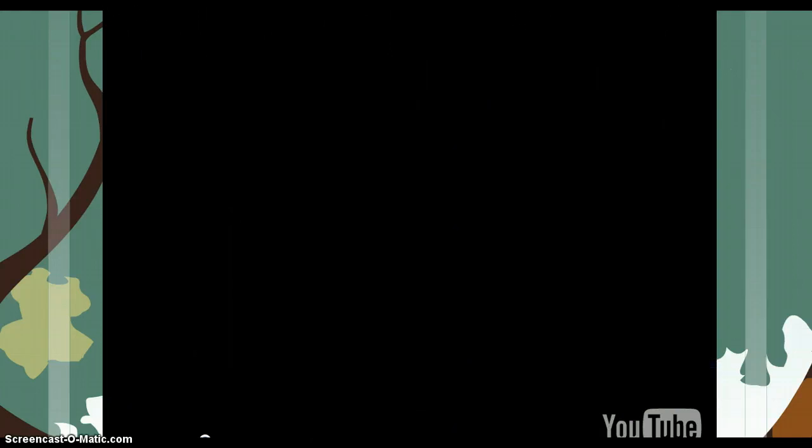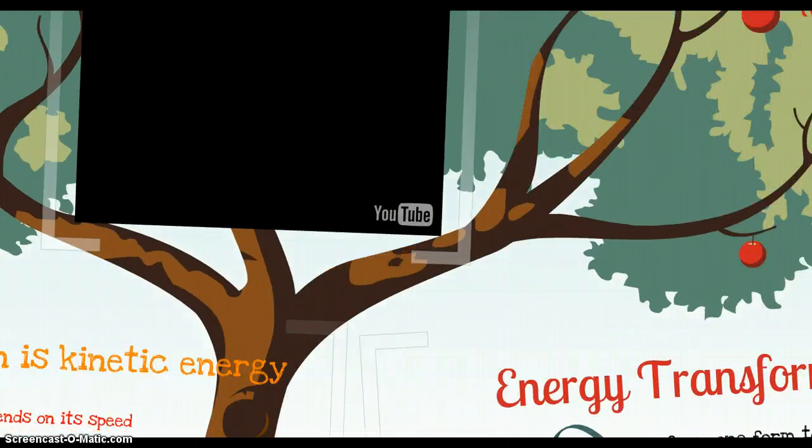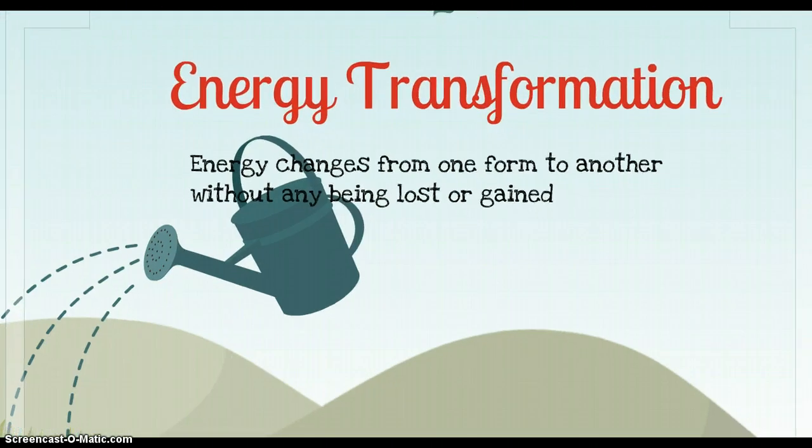Alright guys, so that shows you a little bit about how roller coasters are used. And it talked about how energy transfers from kinetic energy to potential energy. And energy transformation is the same as other types of transformation we've talked about this year. Energy changes from one form to another without any being lost or gained. This is kind of like the law of conservation of mass or the law of conservation of matter. It's the same idea. When you change something from one form to another, nothing disappears and you can't gain something out of nowhere. It just changes form.